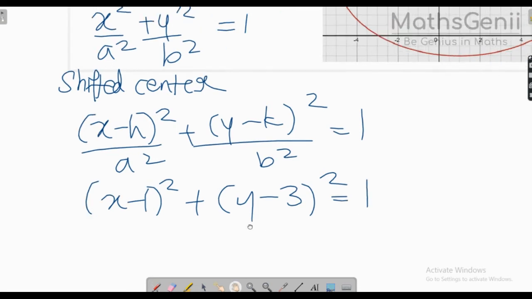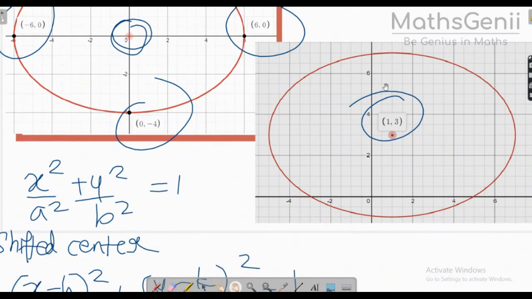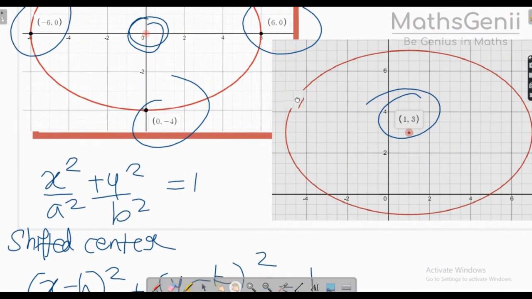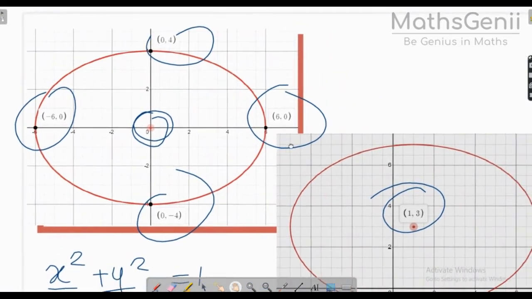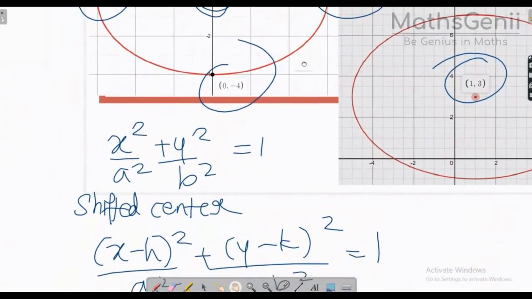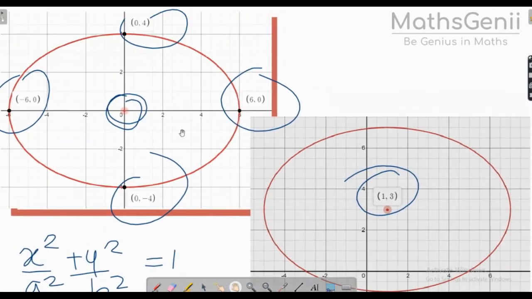And a and b you already know how to find. You'll have to rework for a and b. If this was the case, your a would have been 6 and your b would have been 4. But my main important thing was to make you understand that this is the formula for shifted ellipses. By the graph you can see that this is the same ellipse, just that the center is shifted. So this was 0, 0, this was 1, 3. So whenever the center is shifted, the first coordinate is h, the second coordinate is k.